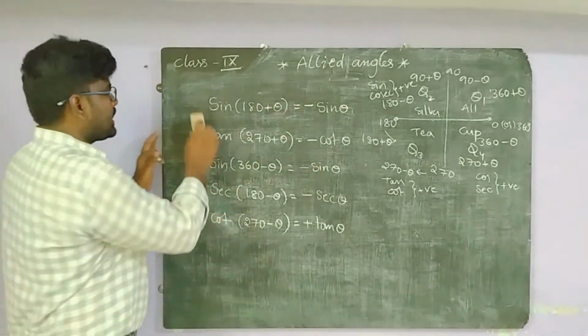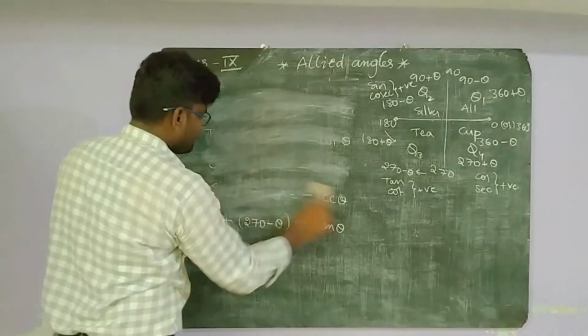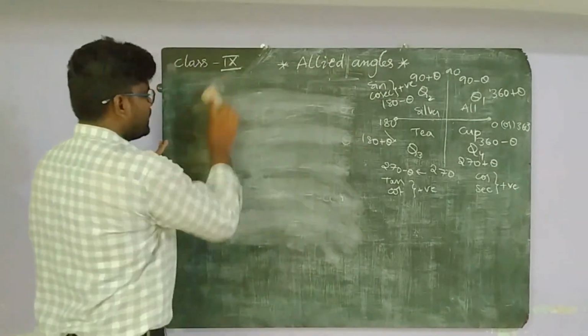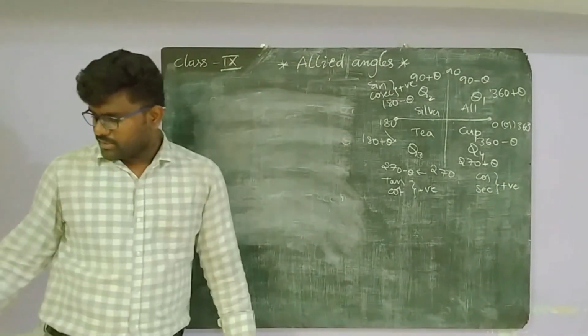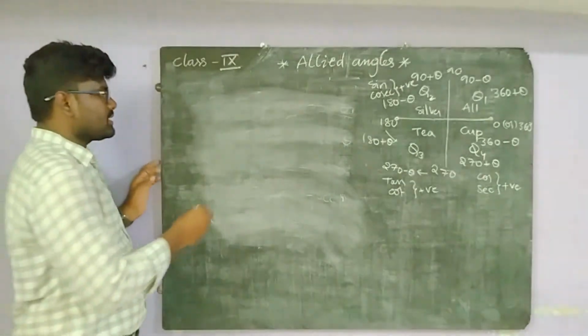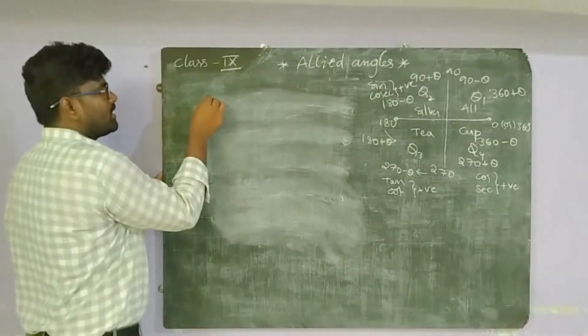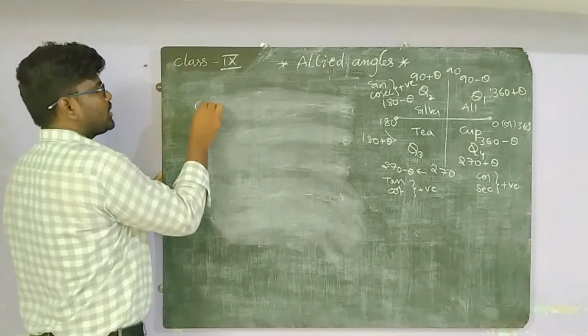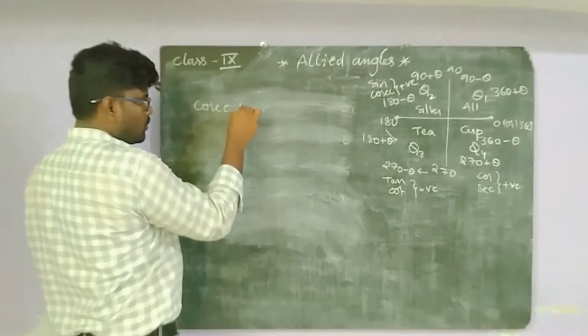We can take one more example. By using this, we can find the trigonometric values at other different angles. For example, they want to find cosecant 135 degrees.